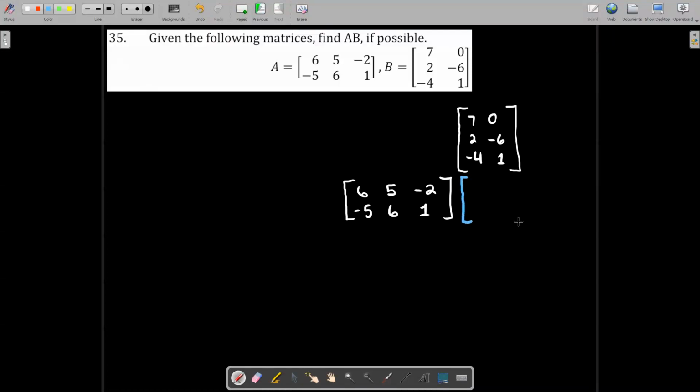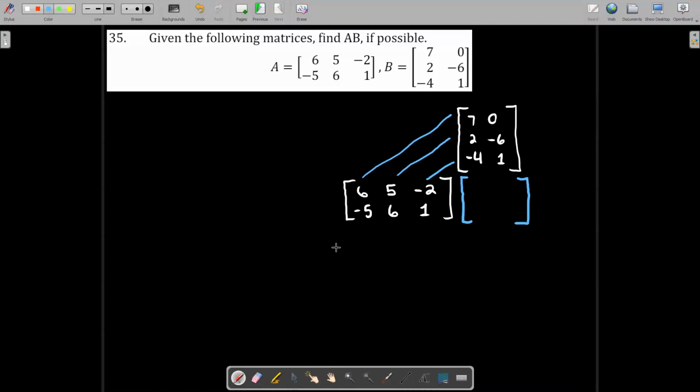It's going to be a 2 by 2 matrix. And the way that this works is for each blank inside this matrix, you're going to multiply the row and the column using the dot product method. So we'll do these corresponding numbers multiplied together, plus these numbers multiplied together, plus these numbers multiplied together. Okay, so let's find these dot products.